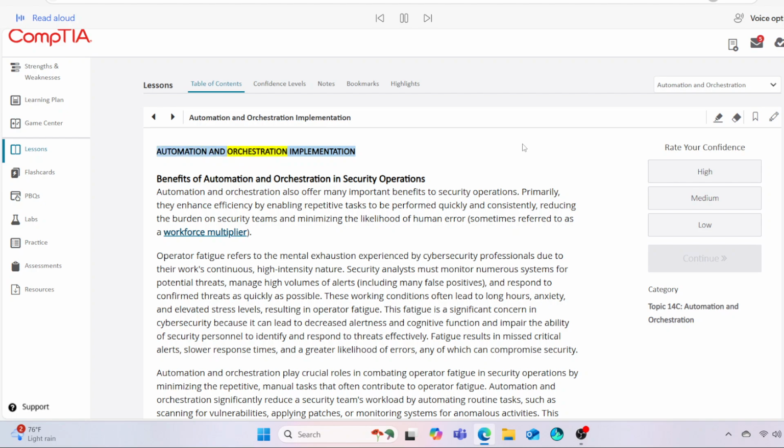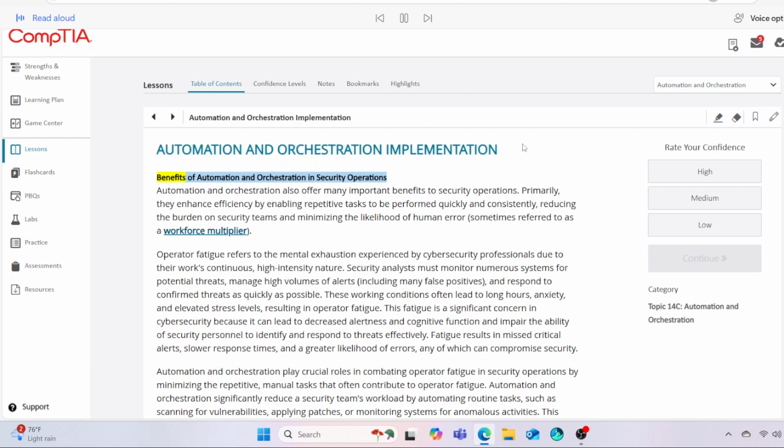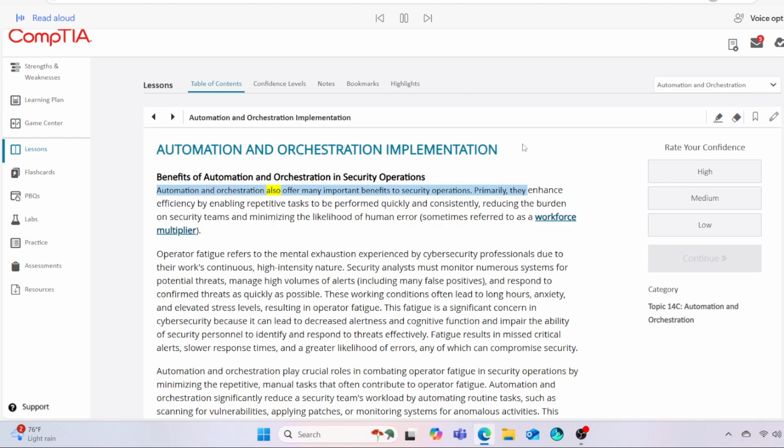Automation and orchestration implementation. Benefits of automation and orchestration in security operations. Automation and orchestration also offer many important benefits to security operations. Primarily, they enhance efficiency by enabling repetitive tasks to be performed quickly and consistently, reducing the burden on security teams and minimizing the likelihood of human error, sometimes referred to as a workforce multiplier.